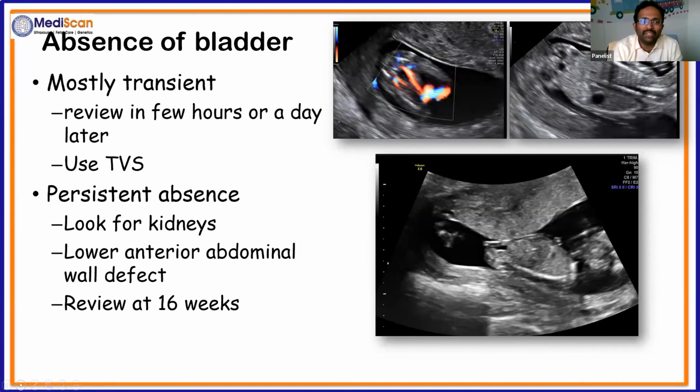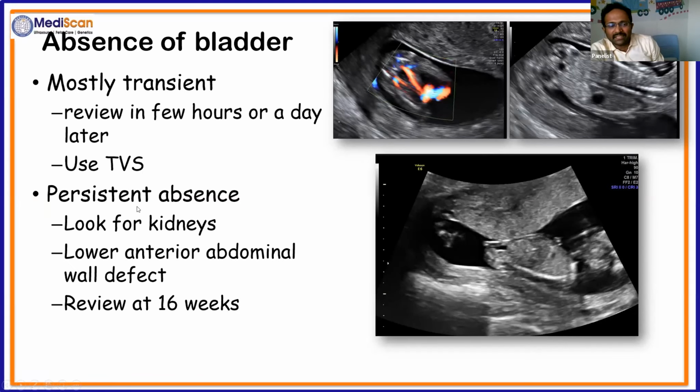Then we come to the bladder of the baby. The bladder must be seen as a small cystic structure in the pelvis of the baby. And sometimes you may not be able to see the bladder during the period of the scan. So it is usually transient. We review after a few hours or a day later. And to assess them, we can use a liberal transvaginal ultrasound.